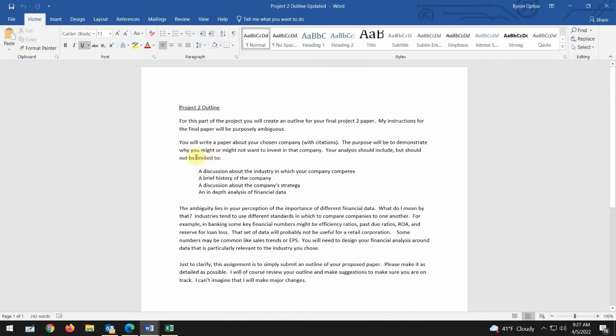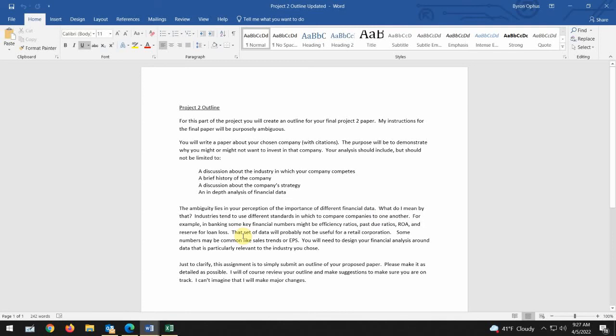You'll find that I leave this to be a little bit ambiguous, and the ambiguity, I want to kind of explain that, lies in your perception of the importance of maybe some of the different financial data. And what do I mean? I say that different industries have kind of different standards maybe, or it's going to look very different in how it's reported. Okay.